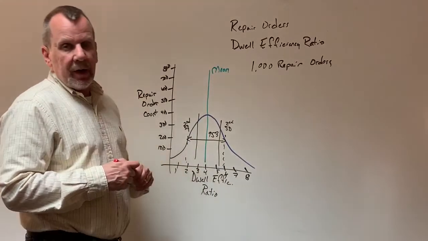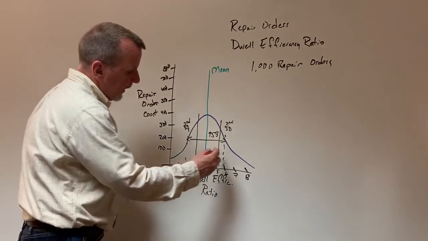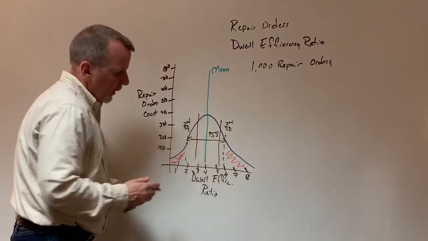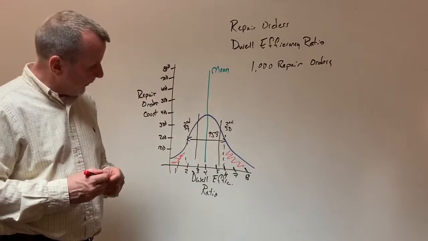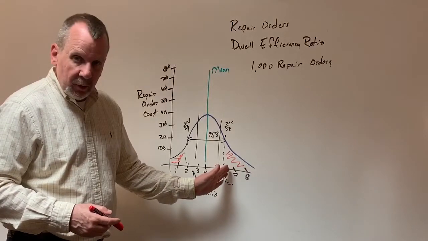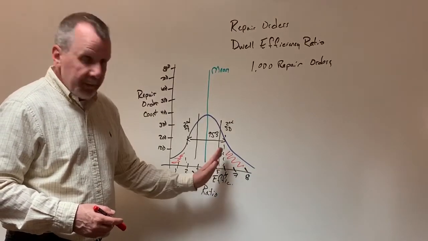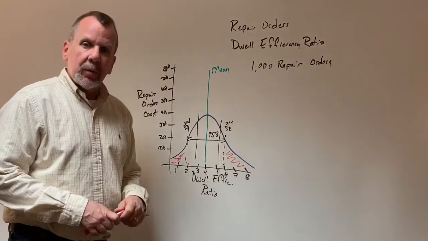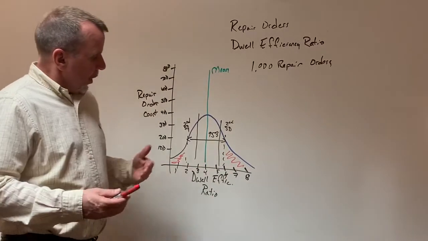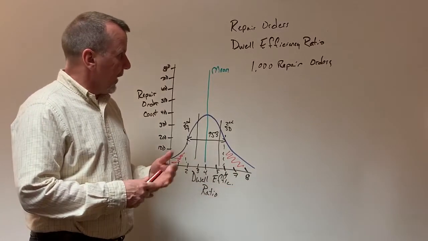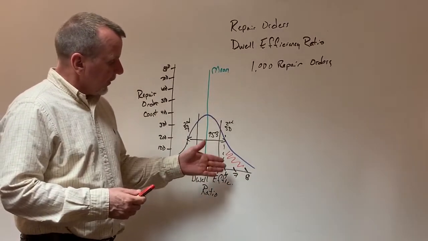And if we apply the thought of outliers, then we're going to look at the repair orders that make up these two tails. And we're going to try and learn some things from them. First of all, on this side, where the dwell efficiency ratio is high, okay, remember that's bad for the dwell efficiency ratio to be high. We're going to look at those repair orders and see what is happening to those repair orders.